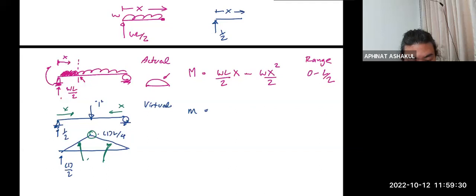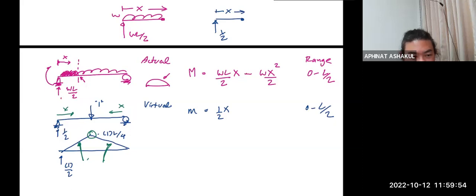This is a half, so take the moment at this location. Your moment is, of course, X over 2, a half multiplied by X. Okay? Same range. Questions, maybe?